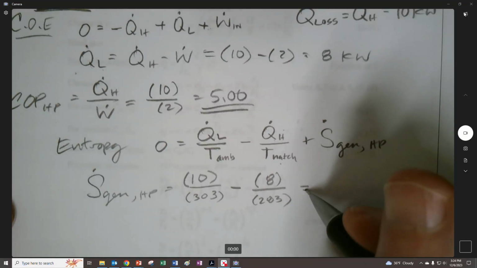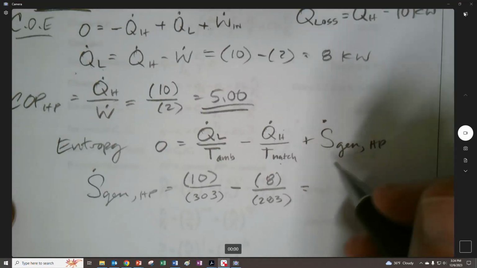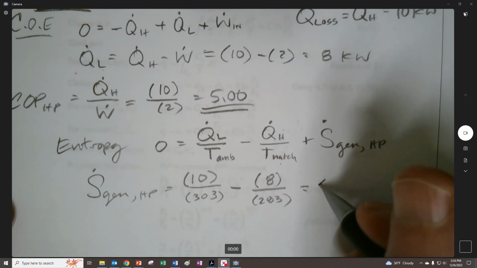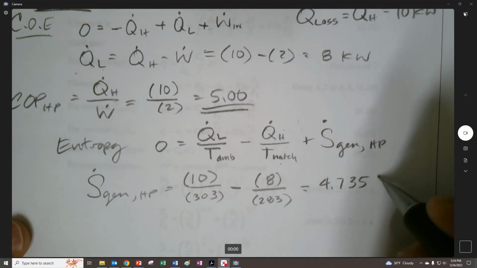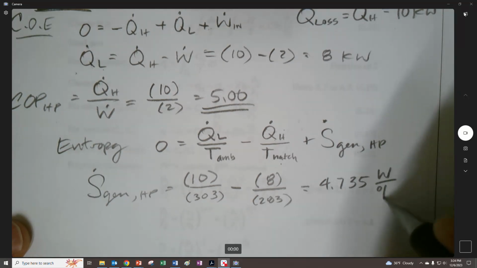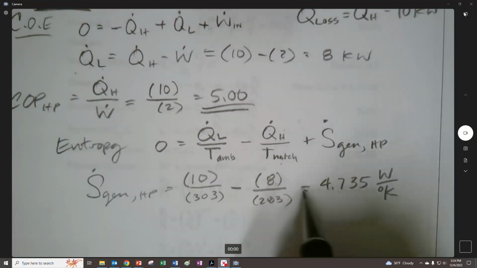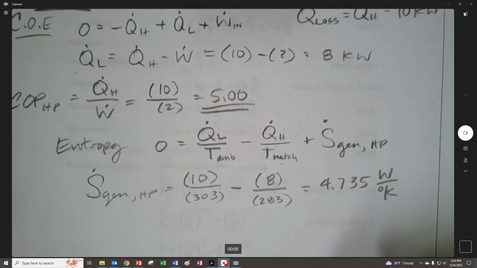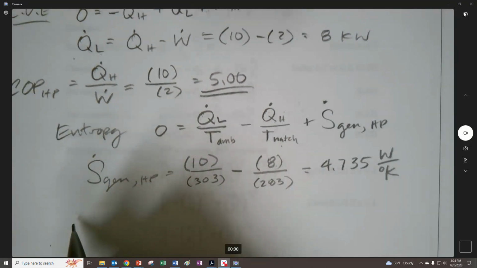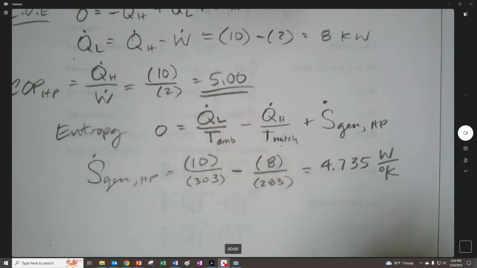And so we end up finding, and then I multiplied it by 1,000, so that I wouldn't get a lot of decimal places. And we get in watts per degree Kelvin, right? Because these are kilowatts right here, divided by degree. So instead of doing kilowatts, I did watts, so I multiplied it by 1,000. And so that's the entropy generated in the heat pump.